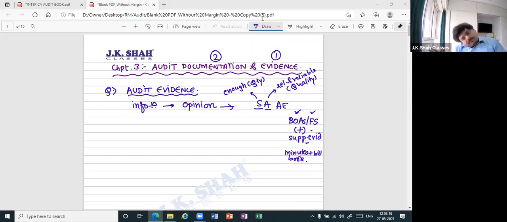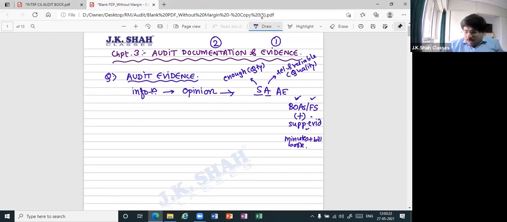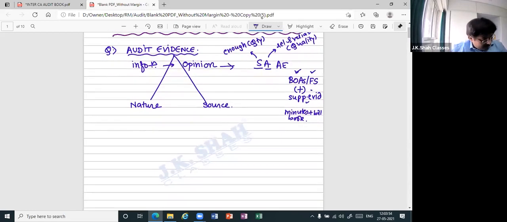Till here, all okay? Okay, now a bit more ahead. Focus on this. When you talk about audit evidence, your audit evidence can be classified, and it can be classified on two bases. Either it can be classified on the basis of its nature, or it can be classified on the basis of its source. Repeating, your audit evidence can be classified either on the basis of its nature, or on the basis of the source. When you talk about classification on the basis of nature, there are three further classifications.